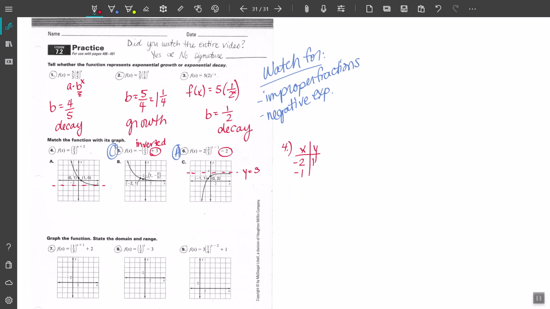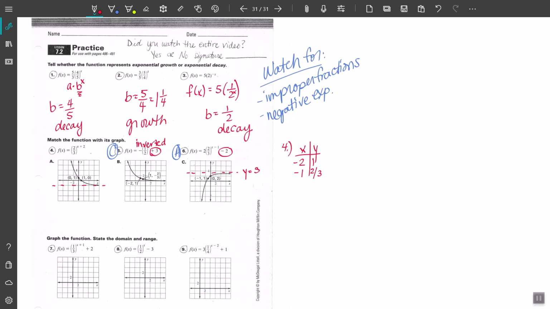If I put in -1 for x, I can see that I'm going to have -1 plus 2 as my exponent, which is just 1. And anything raised to the first power is the number itself. So then I can see that I get those 2 points right there.